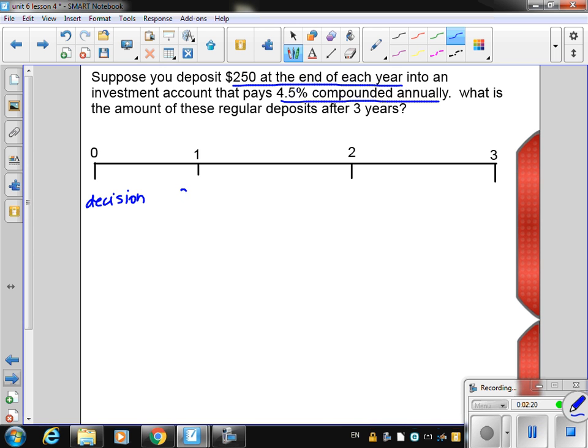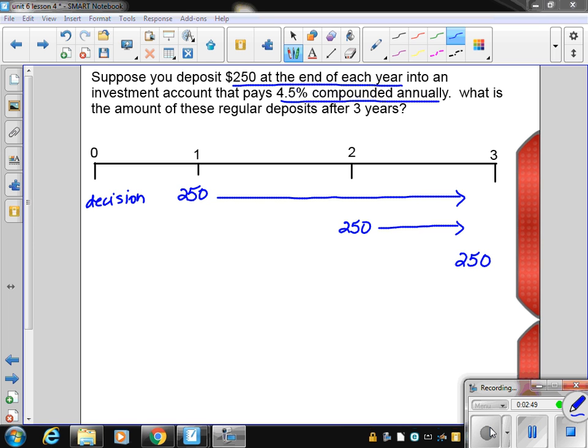At the end of that year, $250 goes into the account. It's going to sit and sit, and we're going to figure out how much money that makes in a moment. At the end of the next year, another $250 goes into the account, and it sits for a while. At the end of the third year, you put $250 more in. We want to know how much is in that account. So the first deposit is going to make a little bit more interest than the second one, and the third one isn't going to make any interest at all.